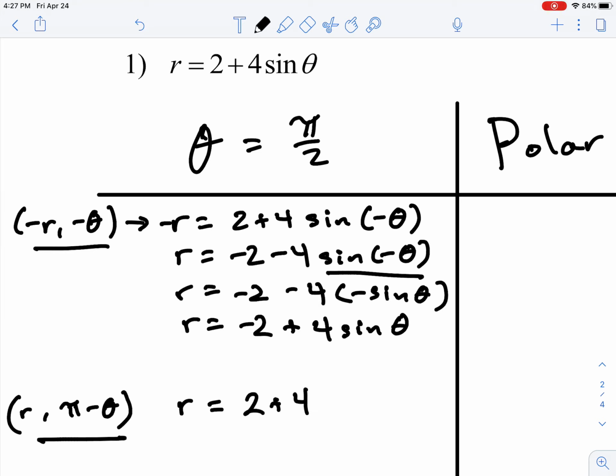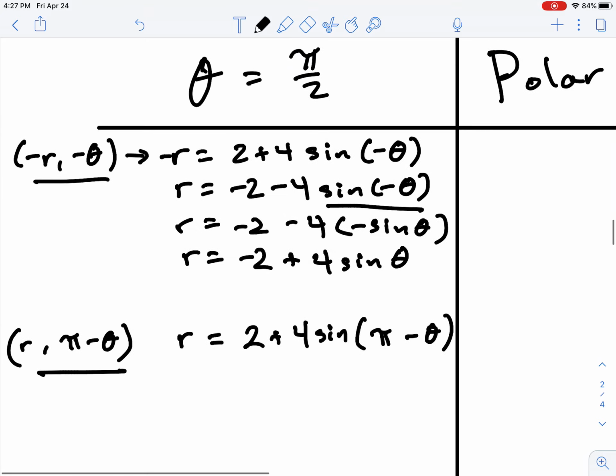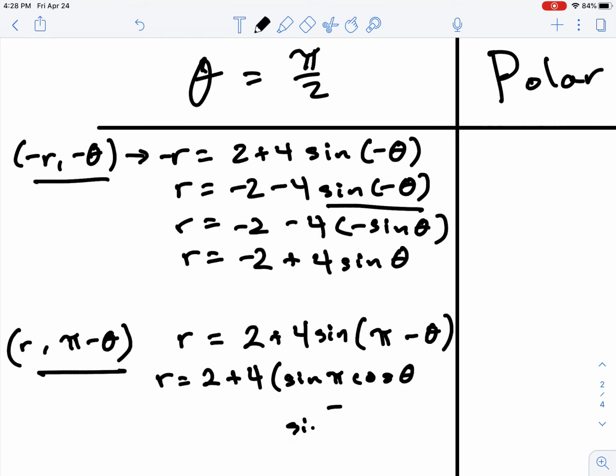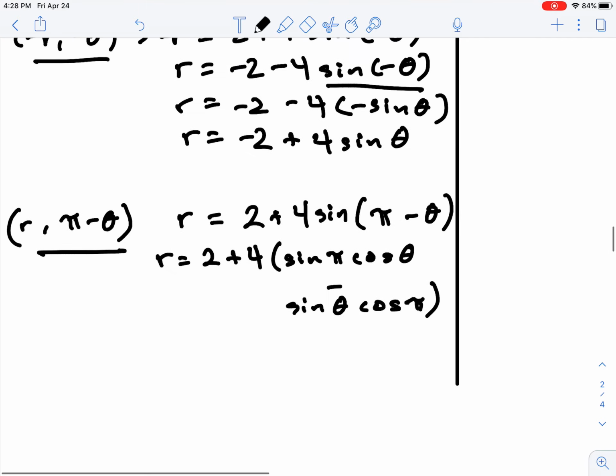So we're going to go ahead and write r is equal to 2 plus 4 sine, and again replace theta this time with pi minus theta. And what we're left with here is the following. R is equal to 2 plus 4, and you might be wondering how to evaluate that. I'm going to ask you to think all the way back to, you guessed it, sum and difference formulas. So we're going to write this now as the sine of theta sine of pi cosine of theta minus the sine of theta cosine of pi.